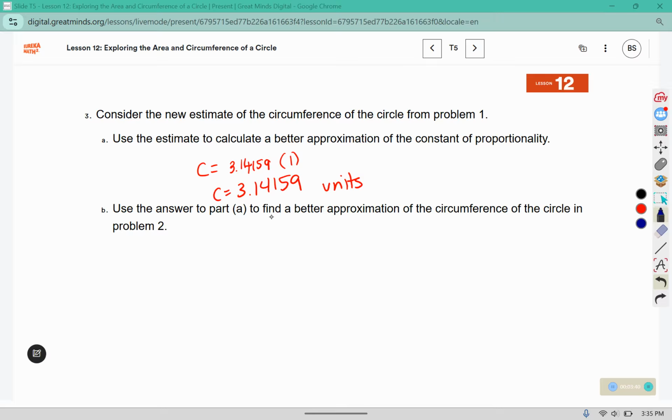And then it says use the approximation to give us a better approximation for the circumference from problem 2. The diameter in problem 2 was 10. So the better approximation would be 31.4159 units for problem 2.